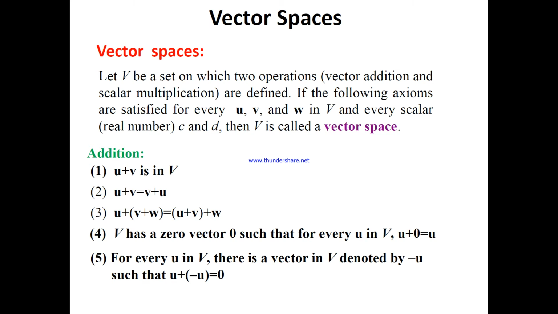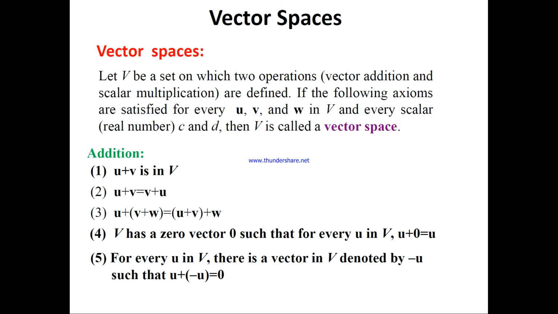Now the fourth axiom that it should follow is V has a zero vector such that for every u in V, u plus 0 should also be equal to u. So that is what, for every u in V, u plus 0 should be equal to u if V has a 0 vector.